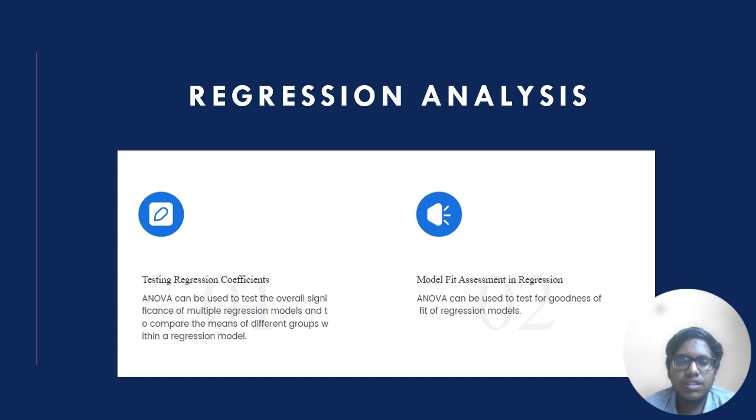Regression analysis. Testing regression coefficients. ANOVA can be used to test the overall significance of multiple regression models and to compare the means of different groups within a regression model. Model fit assessment. ANOVA can be used to test for goodness of fit of regression models.